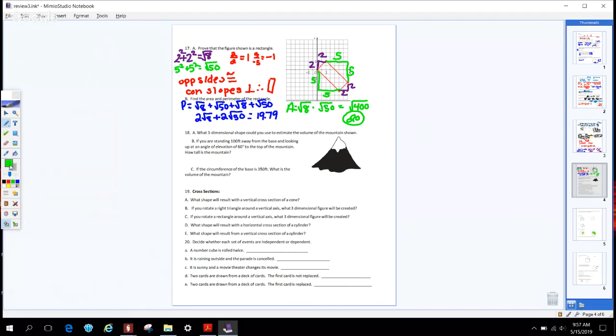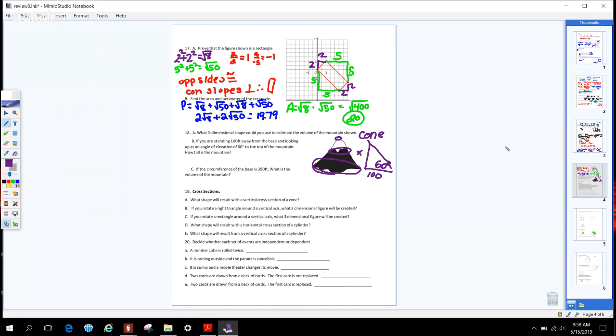This next shape, well, it looks like a cone. So it's a cone because mountains aren't like perfect rectangles. They're more round as you go up. So it's a cone. If you're standing 100 feet away from the base and you're looking at an elevation of 60 degrees, how tall is the mountain?